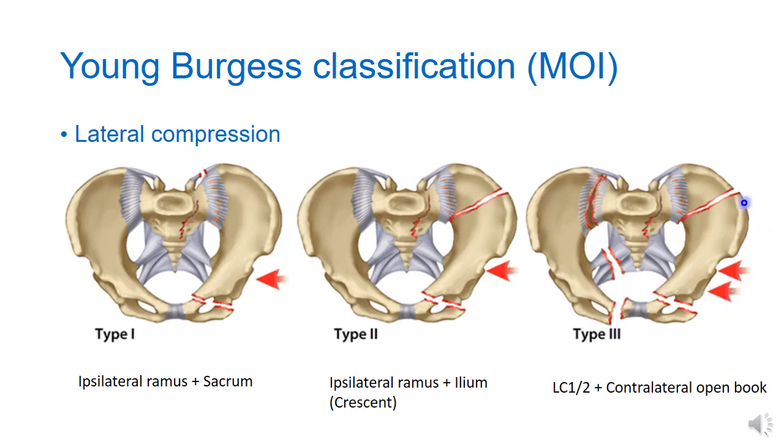So here you have either type 1, which is the sacrum, type 2, which is the ilium, the same pubic rami, and then after continuing the injury, we have an opening book of the other side of the pelvis. So it's called rollover injury. And also it's called a wind-swept pelvis.